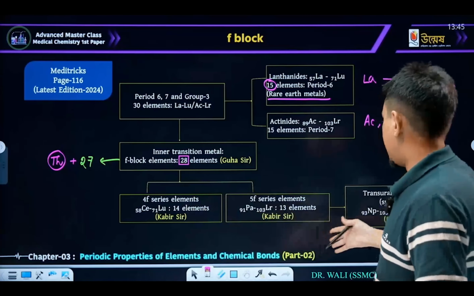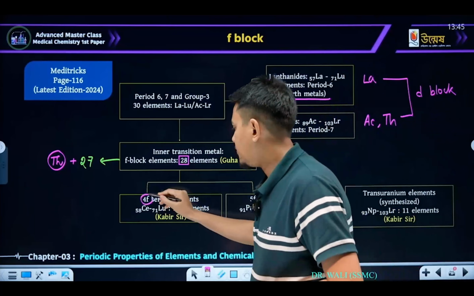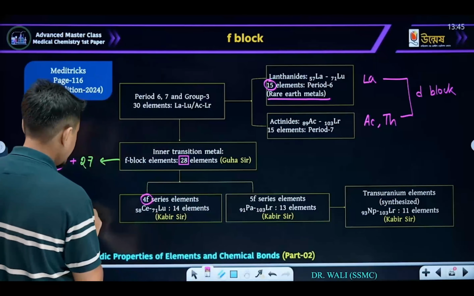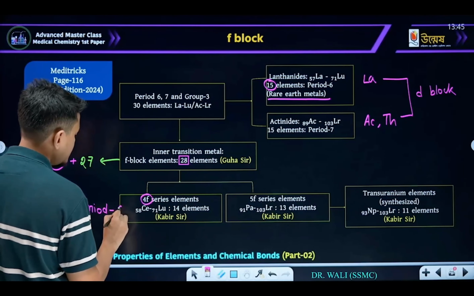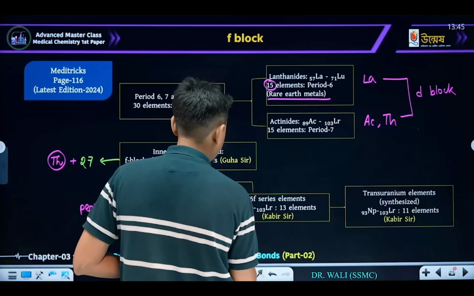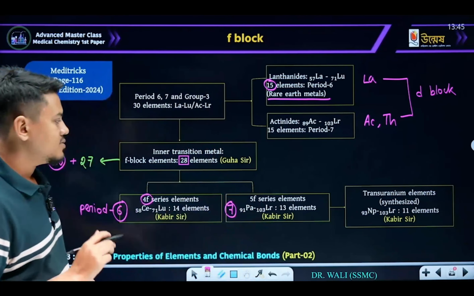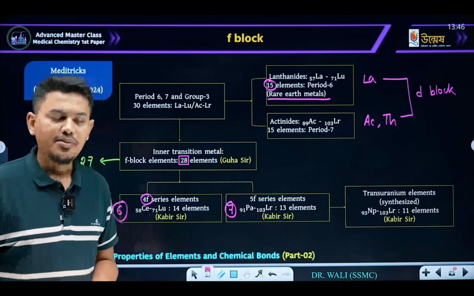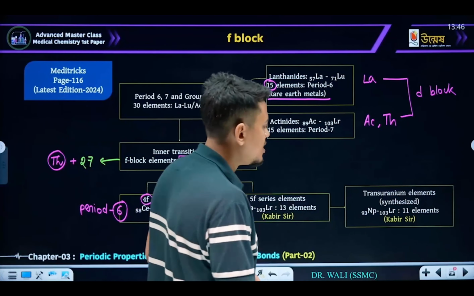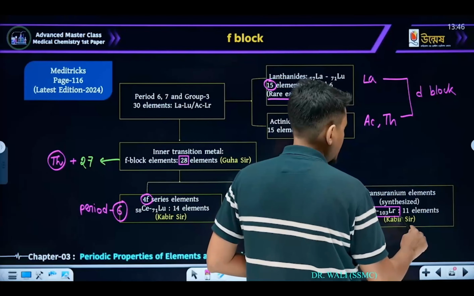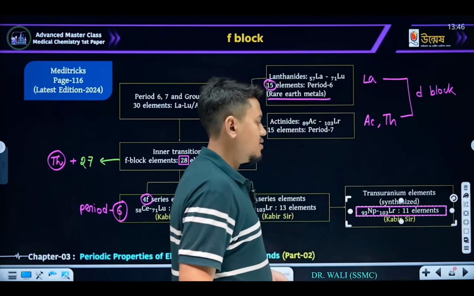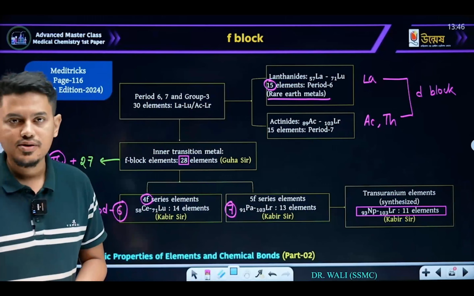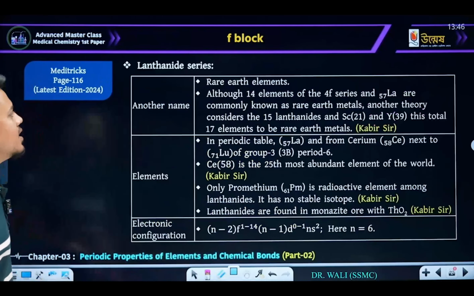There are some 4F series and 5F series classifications. The 4F series is basically present in period 6, and the 5F series is present in period 7. So 6th period F block elements are included in the 4F series, and 7th period F block elements are within the 5F series. What are the trans-uranium elements? Trans-uranium elements are neptunium to lawrencium. There are 11 trans-uranium elements, and these are synthesized, not found in ores or anywhere.